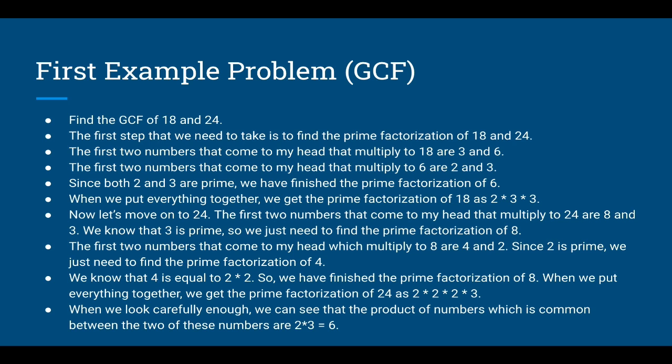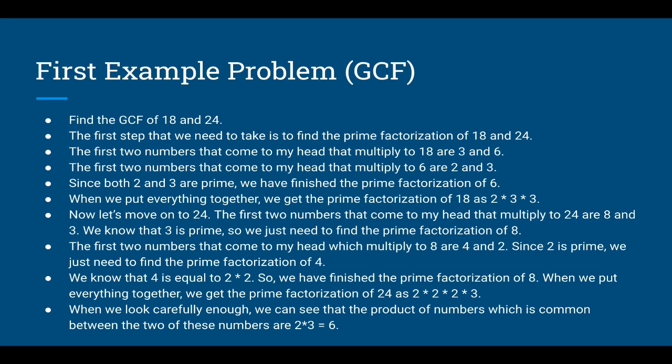Now let's move on to 24. The first two numbers that come to my head that multiply to 24 are 8 and 3. We know that 3 is prime, so we just need to find the prime factorization of 8. The first two numbers that come to my head which multiply to 8 are 4 and 2. Since 2 is prime, we just need to find the prime factorization of 4.